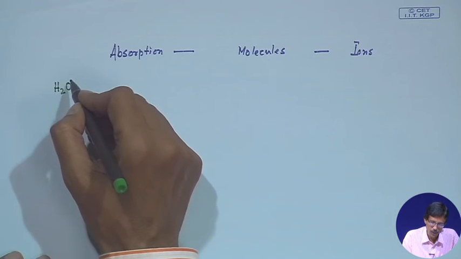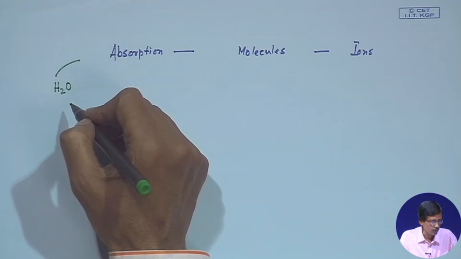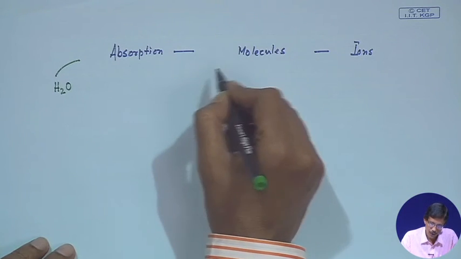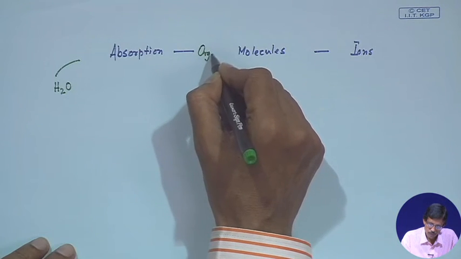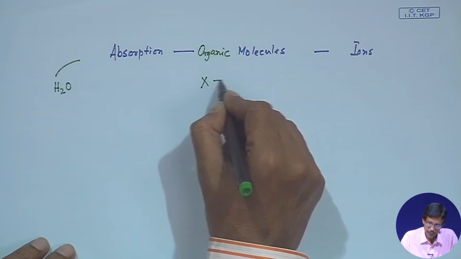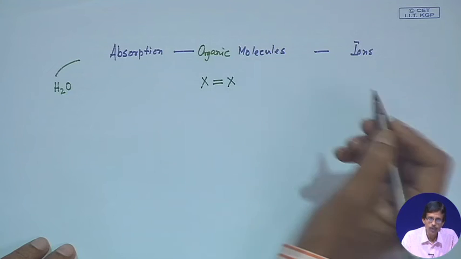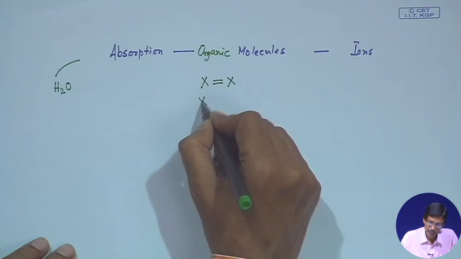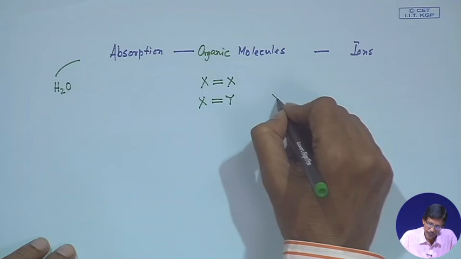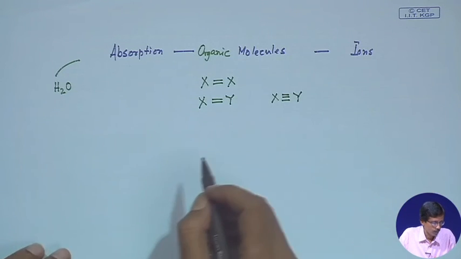So, what will be its corresponding electronic absorption? The electronic absorption of this water molecule or any other organic molecule. If we consider a center, it can be a carbon which is bound to another carbon, X. Similarly, X can also be bound to Y, or your X can be bound to Y with a triple bond.